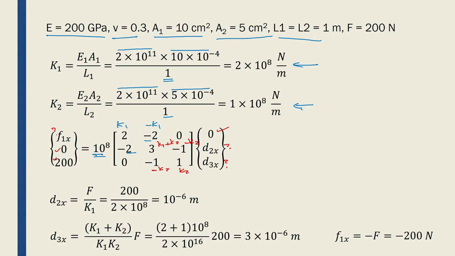But if I solve it, I can say that D2x is equal to F over K1, which is equal to 10 to the minus 6 meters. And D3x was K1 plus K2 over K1 K2 times F, which becomes 3 times 10 to the minus 6 meters, and F1x would be minus 200 newtons. So I solved that numerically as well.